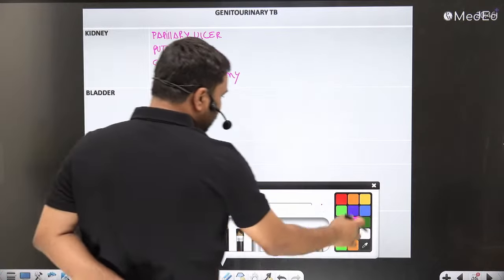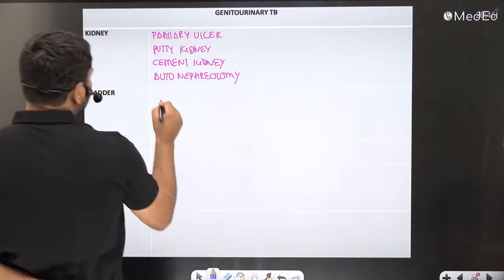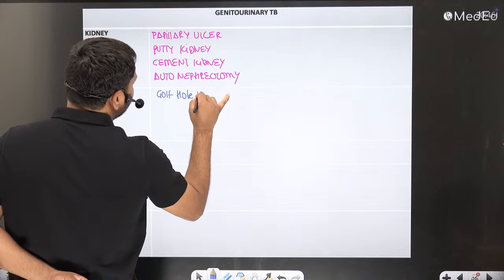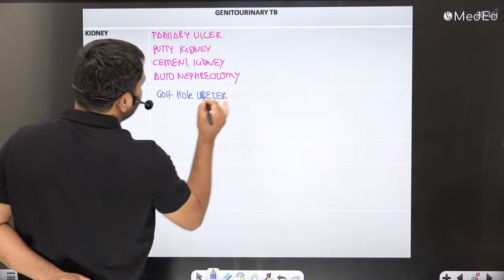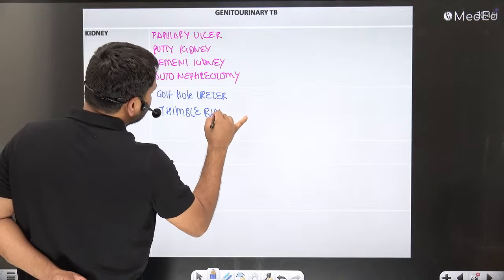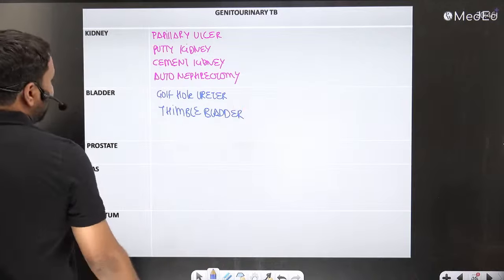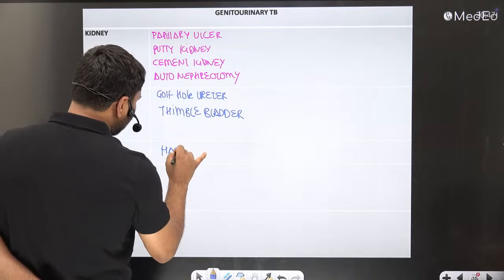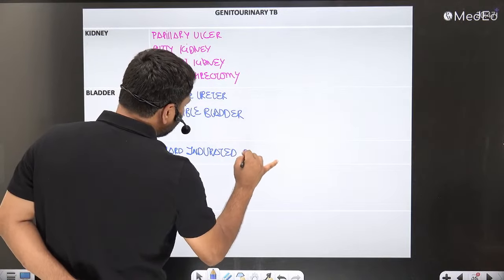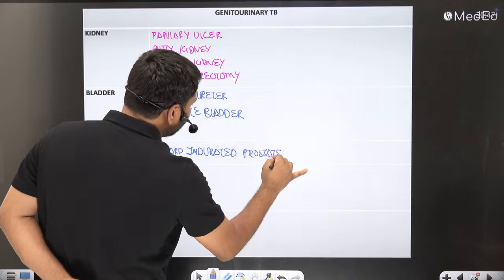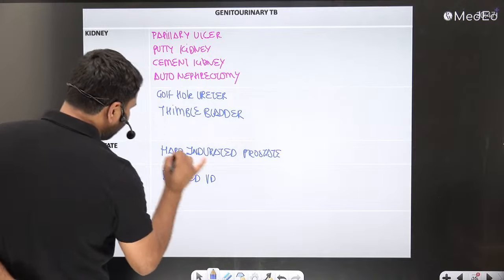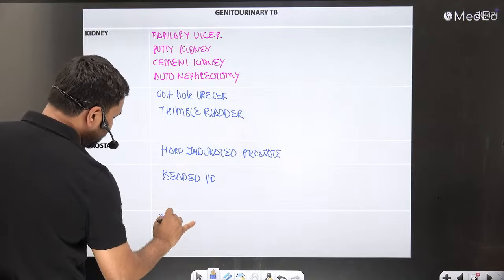When it comes down to the bladder, what will you find? In the bladder, you will see the presence of golf hole ureter, and it will also be associated with thimble bladder. In the prostate, it will have a hard indurated prostate, which you will see because of TB bacteria. In the vas deferens, you will see beaded vas deferens. In the scrotum, it will have multiple discharging sinuses.